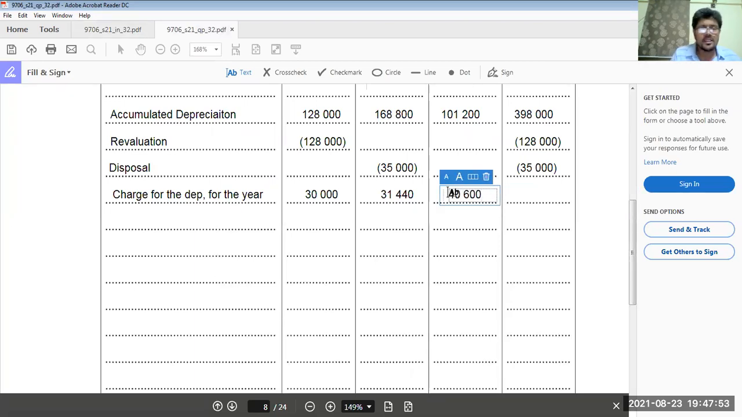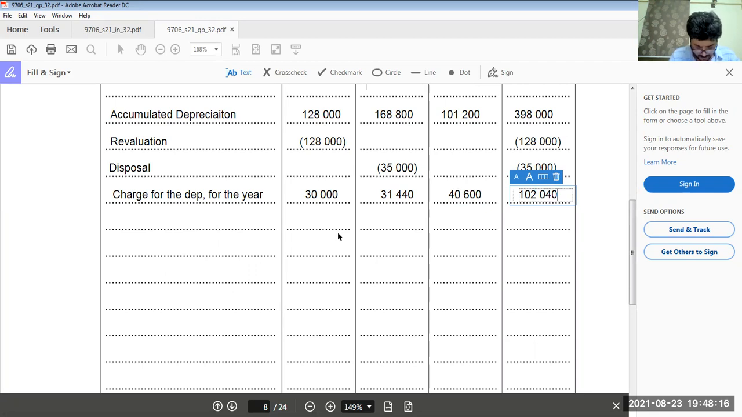The total depreciation charge is 30,000 plus 31,440 plus 40,600. The answer is 102,040. Done. That was the charge for depreciation.